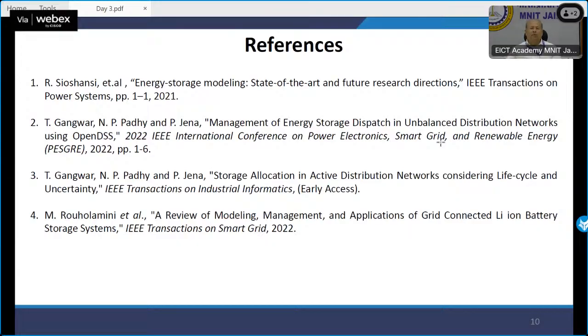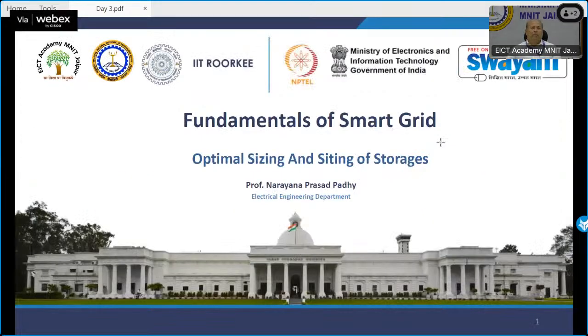We are slowly moving further to optimal sizing and siting of storage devices. Now, once you understand a battery, the battery is fine, but how do you place it? How do you decide for any system planning for a distribution system? Let's say I give a battery to you of 100 kilowatt hour. What do you do with this? You will say, I will put it somewhere there. I will charge it, I will discharge it.